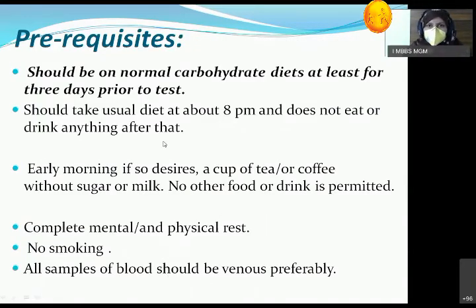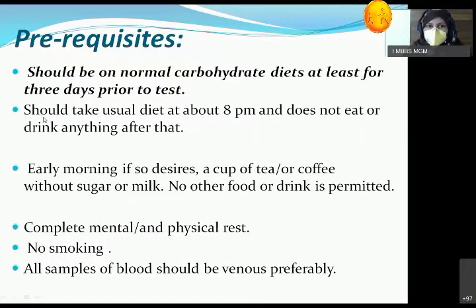What are the prerequisites for oral glucose tolerance test? Patient should be advised that he should be on the normal carbohydrate diet at least for 3 days prior to the test. So once the patient comes to you with the requisition for oral glucose tolerance test, you should advise that he or she should be on normal carbohydrate diet at least 3 days prior to the test.